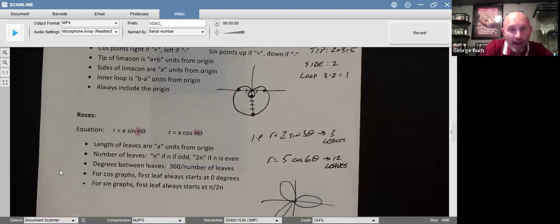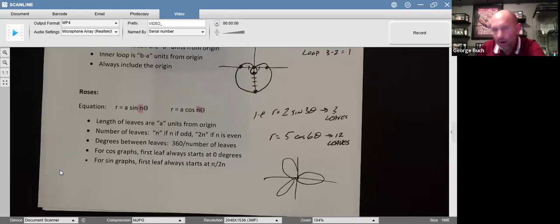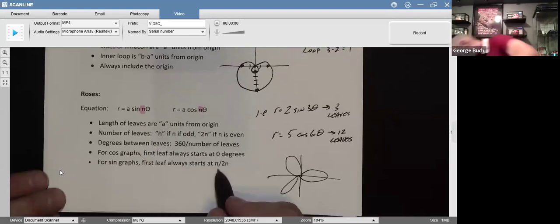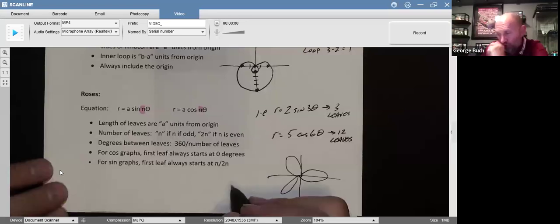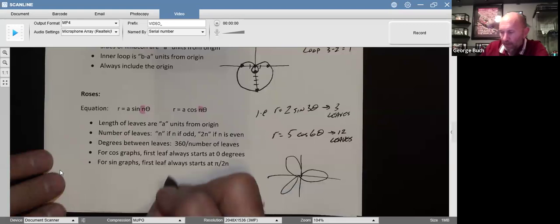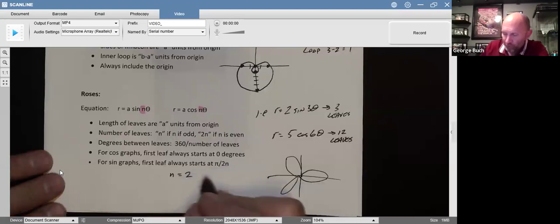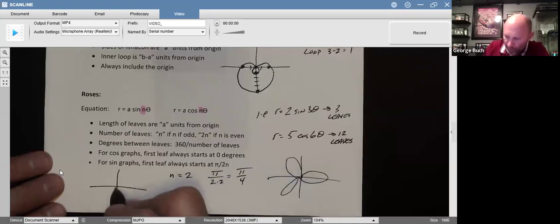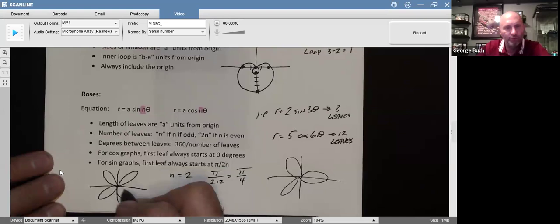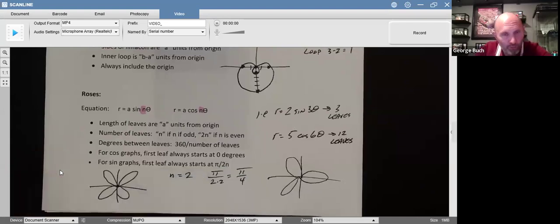For sine, the first leaf always starts at pi divided by 2n. So let's say my n is 2, and I have the sine function. The first leaf is pi divided by 2 times n, 2 times 2, or pi over 4. Pi over 4 is up here. And if I have 4 leaves, because my n is 2, you would get something that looks like that. Like I said, more like a daisy than a rose to me, but who am I? I'm not some florist or flower specialist.